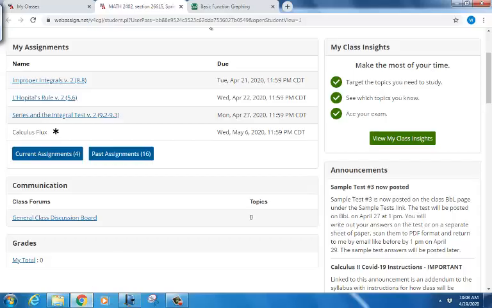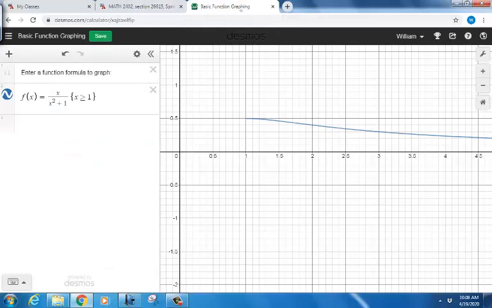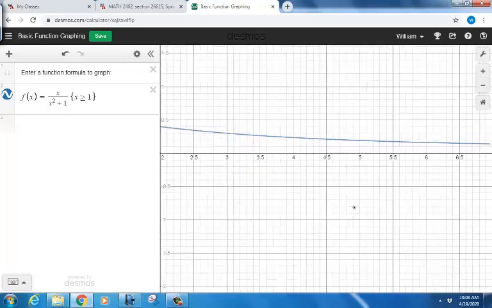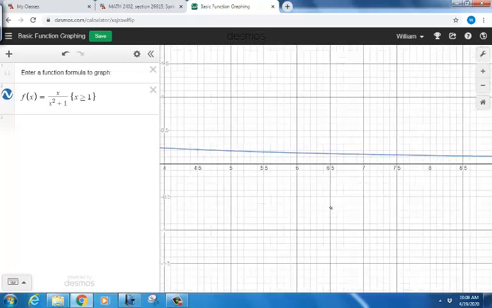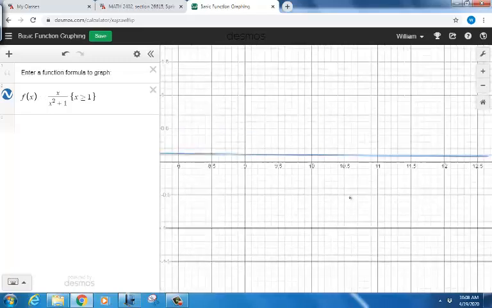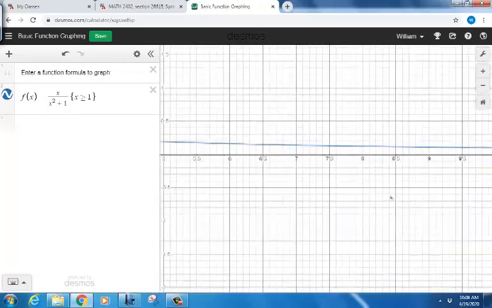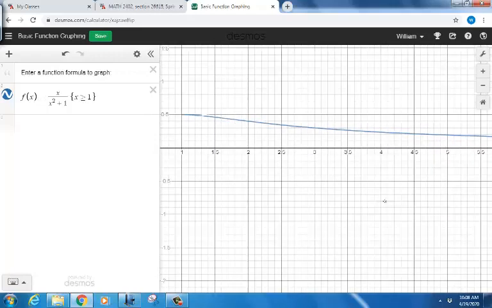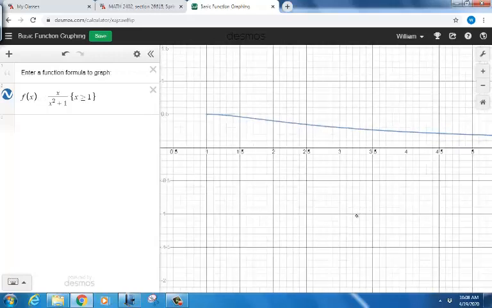So I've actually already made a graph of x over x squared plus 1. There it is, the picture of this function for x bigger than or equal to 1. And what do you notice here? We're in luck, because it appears that this function is always decreasing as we move out toward infinity on the x-axis. Now we can double check that with calculus by computing the derivative of x over x squared plus 1, and making sure that the derivative is always negative, meaning that the function is decreasing for x bigger than or equal to 1.